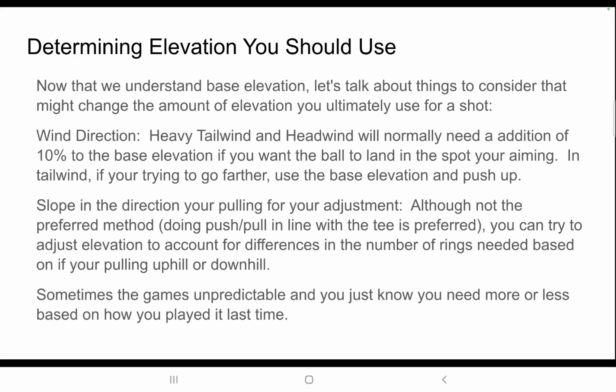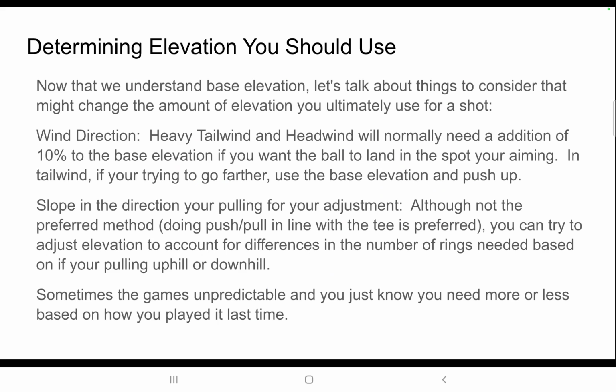And then at the end of the day, sometimes the game's just unpredictable. There's elevations that just don't make sense. They're rare, but sometimes you might have to use 30% because of some bad spot that you're landing. And so you just know that you need more or less based on how you played it last time in the same wind.